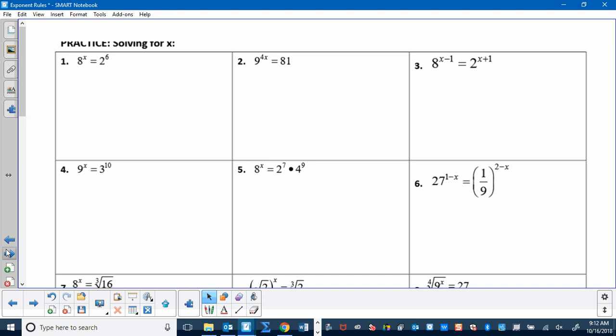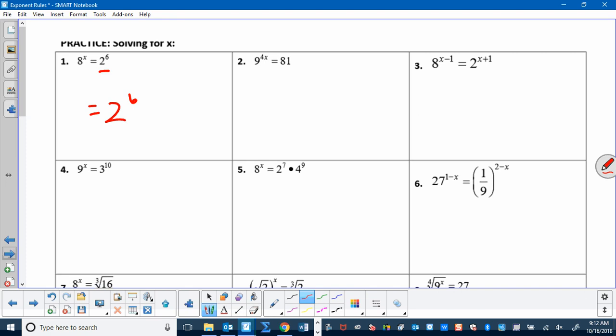Make them all the same base. Make them all 2s. Okay. So, you might be able to figure out number 1 just by looking at it. If you can, that's fantastic. Okay, I'm going to show you a way that will always work. Which one of those is smaller? 2. So the 2 is totally cool. 2 to the 6 can come down.